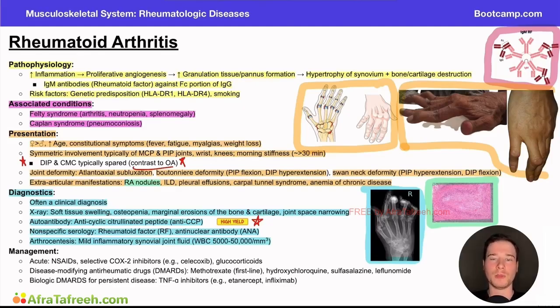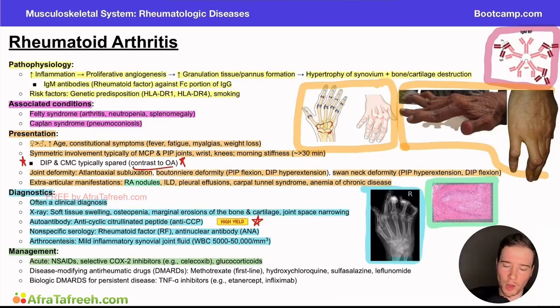Now, if we consider the management for this condition, we're going to talk about symptom management, including anti-inflammatories such as NSAIDs, selective COX-2 inhibitors such as celecoxib, and glucocorticoids. Again, we said this is an inflammatory process, so giving a medication that decreases the inflammation is going to be useful. It should make sense to us.